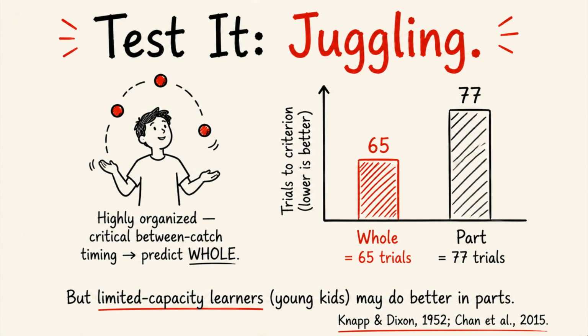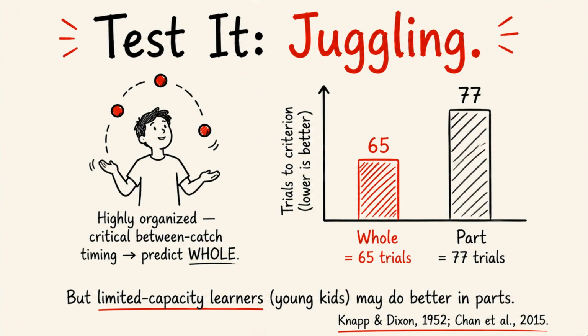So juggling is high in complexity and high in organization, and the rule's prediction when organization is high is whole practice. Does the evidence agree? Beautifully. In Knapp and Dixon's 1952 classic, college students with no juggling experience practiced until they could make 100 consecutive catches. The whole practice group got there in about 65 trials. The part practice group needed about 77.